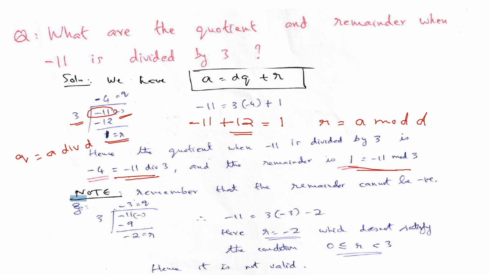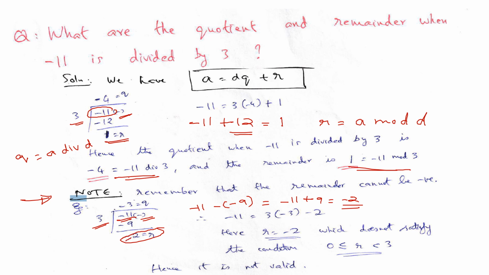Now you see here, one of the common errors that people commit is this. Same problem you see here, minus 11 divided by 3. You can also do like this, 3 times minus 3 is minus 9. But the problem is, you see here, minus 11 minus of minus 9. So you get here minus 11 plus 9. You get here minus 2. So you see the remainder what you get here is minus 2.